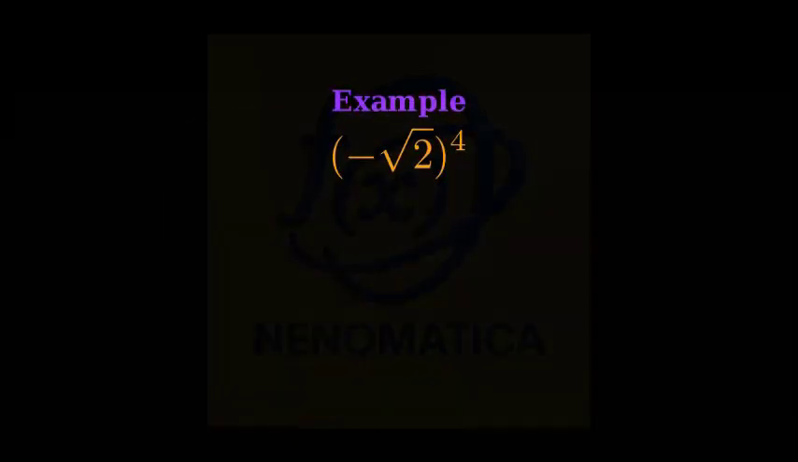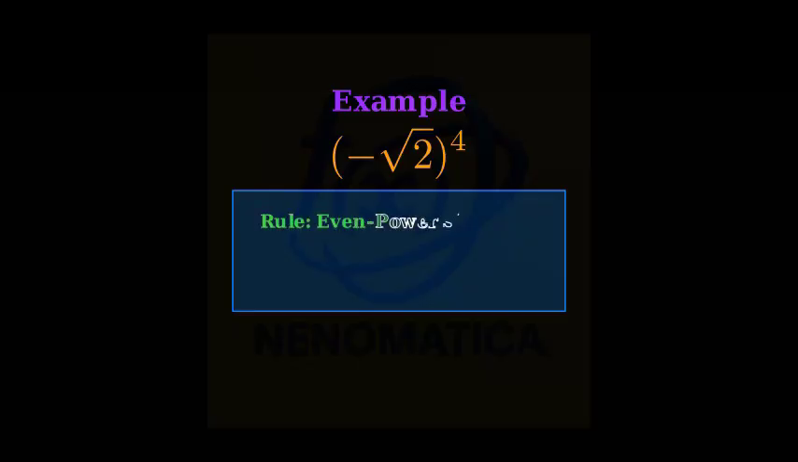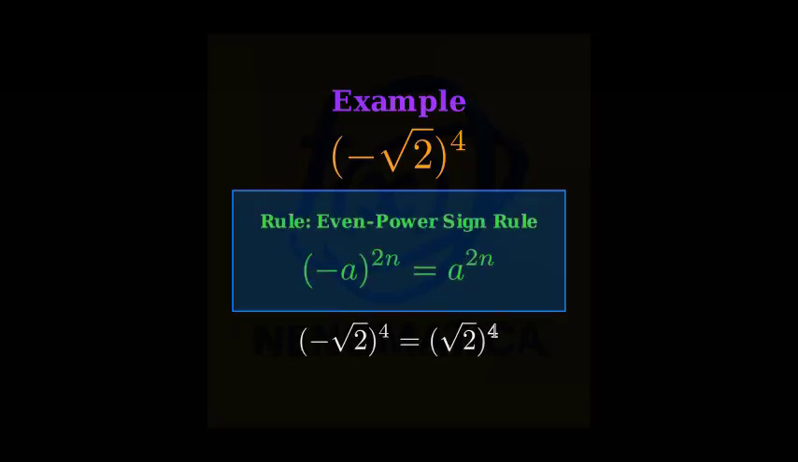We need to find the value of -square root of 2 raised to the 4th power. For our first step, we notice that the exponent is 4, which is an even number. When we raise a negative number to an even power, the result is always positive. This is because the negative signs cancel out in pairs. So -square root of 2 raised to the 4th power equals square root of 2 raised to the 4th power.